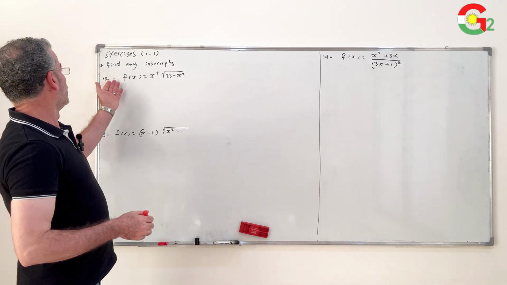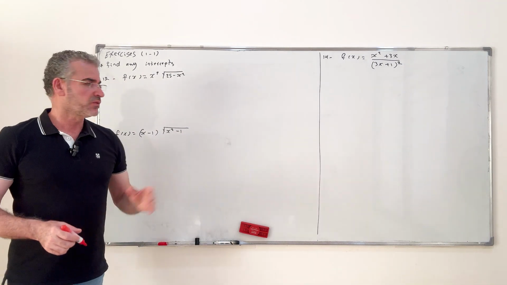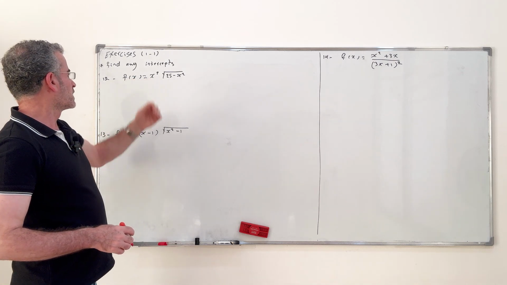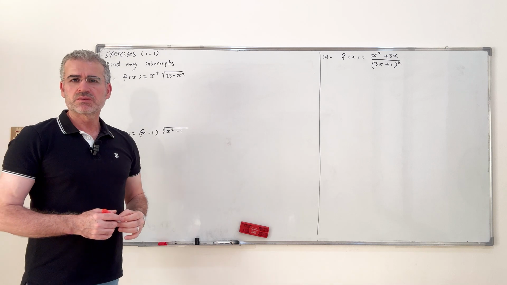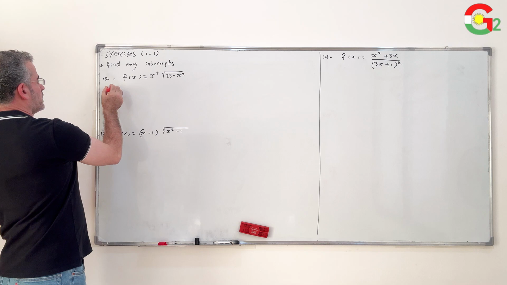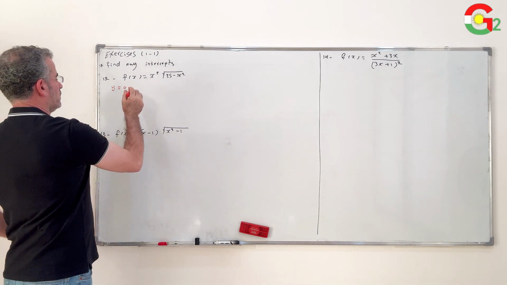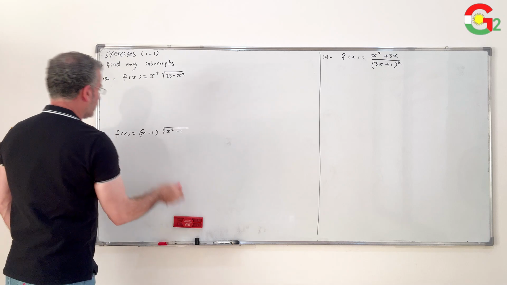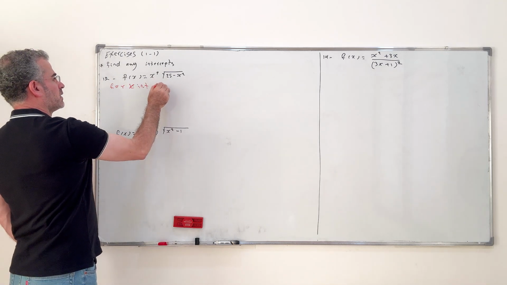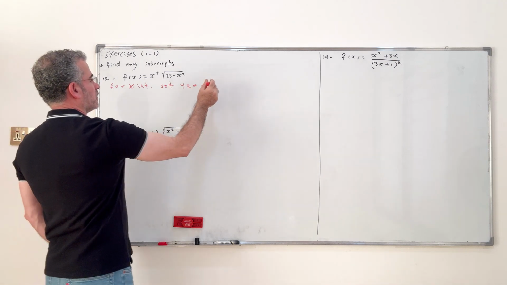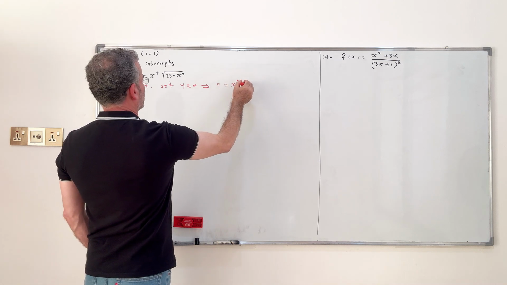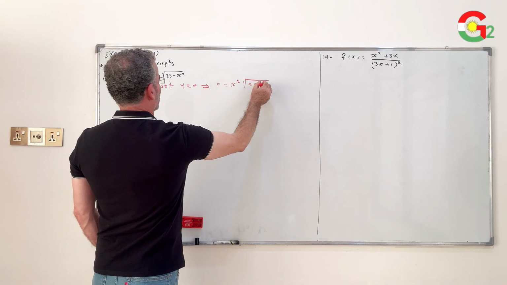Question number 12. Find any intercepts for this function. The function is f of x equals x power 2 times square root of 25 minus x power 2. For x-intercept, I set y equals 0 and solve to find x. Then 0 equals x power 2 square root 25 minus x power 2.